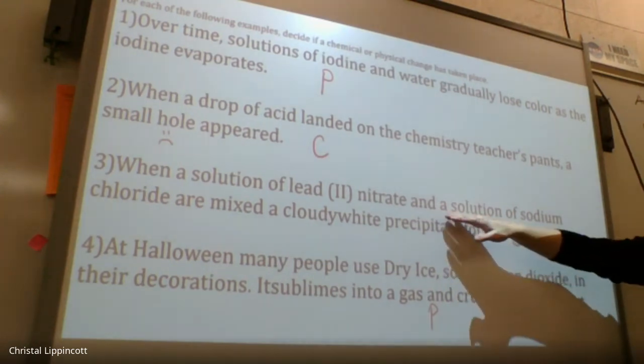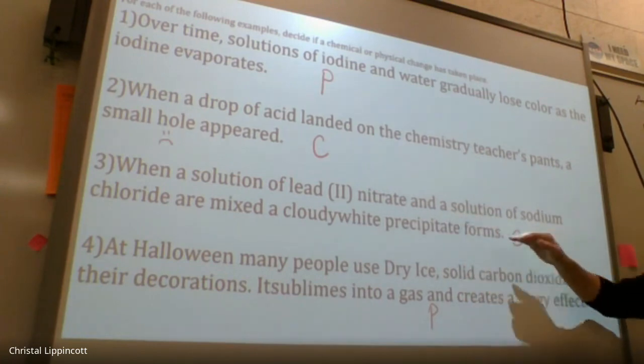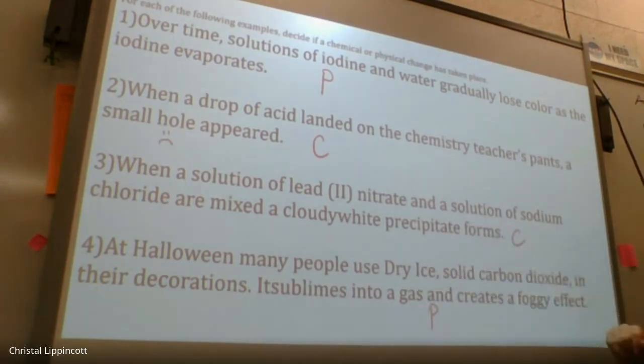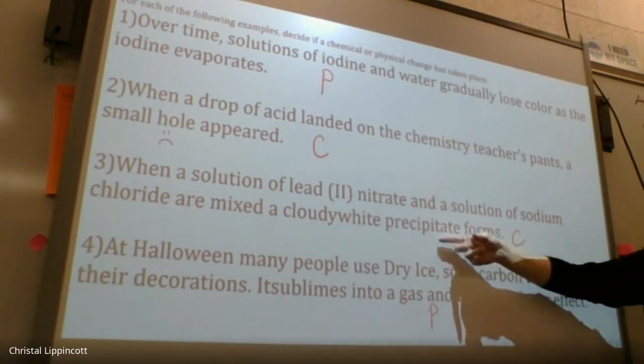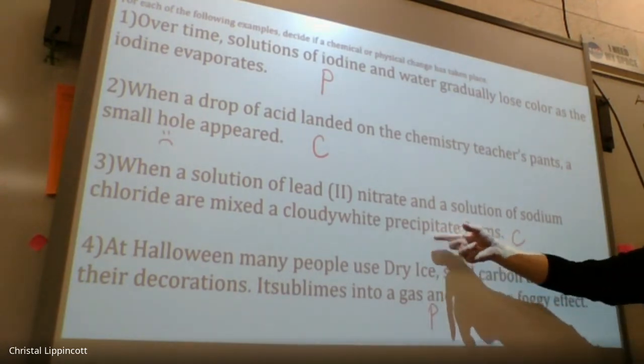All right. When a solution of lead nitrate and sodium chloride are mixed, we're going to get a white precipitate formed. Anytime you get a precipitation reaction, that's chemical.